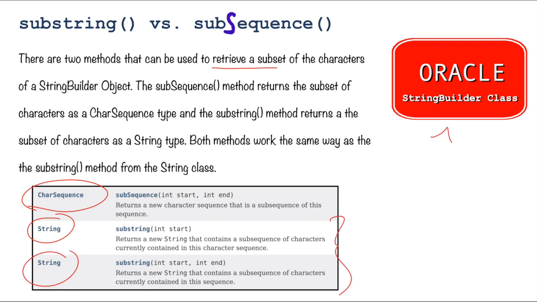So substring works exactly as we expect. These come from the Oracle StringBuilder class definition of methods, and we can see that substring is no different than what we saw in the String class, and subSequence only has one option where it receives two index parameters, your starting and ending index, and it'll return it as a type CharSequence.